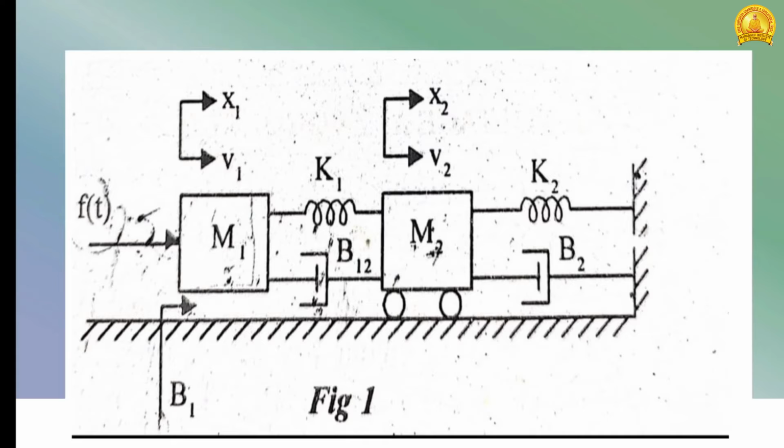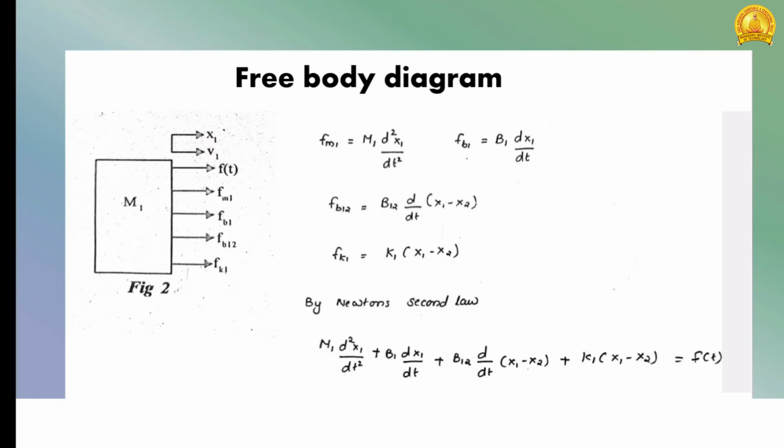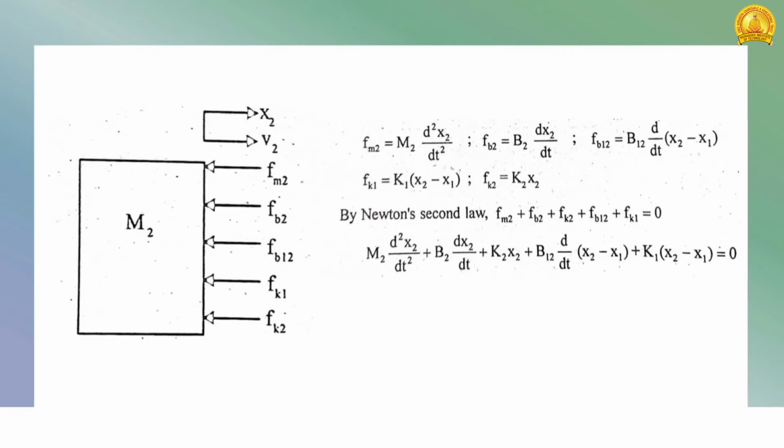So now we can consider the free body diagram for mass M1. Whichever node we are considering, we have to represent that node, here it is M1, and all the forces applied on that node should be represented, and similarly all the opposing forces. From that we can write the differential equation: M1 d square x1 by dt square plus and so on. This is shown here, and it is written with the help of Newton's second law.